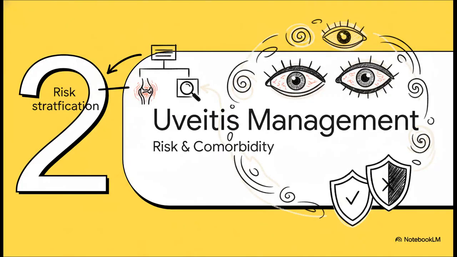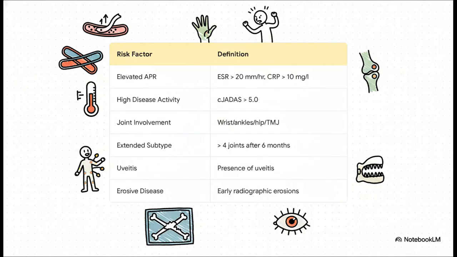I can't emphasize this enough. Accurate risk stratification is the pivotal first step. It dictates the entire treatment algorithm, and it's especially relevant for managing uveitis, a critical comorbidity we need to stay ahead of. So, what defines a risk patient? Well, it's the presence of any one of the criteria you see here.